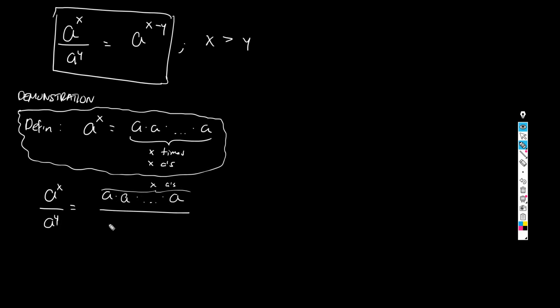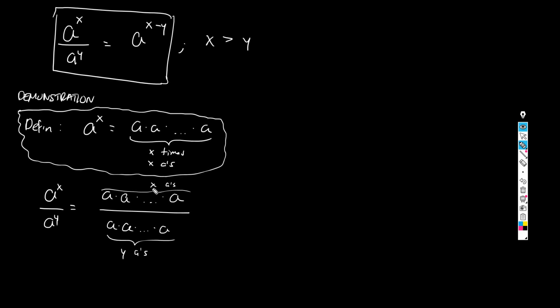So a to the y is by definition a times a times a times a. How many times? y times. So we have this. We have a division of the product of a's, x a's, divided by the product of y a's in the denominator. Perfect. Now what? What can we do next?